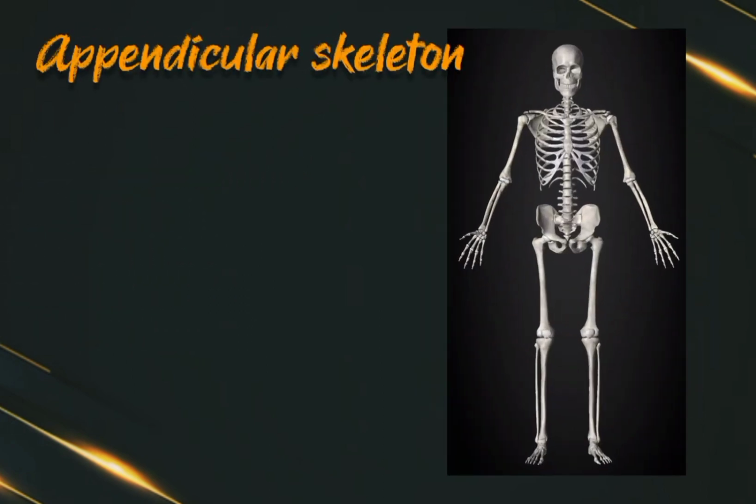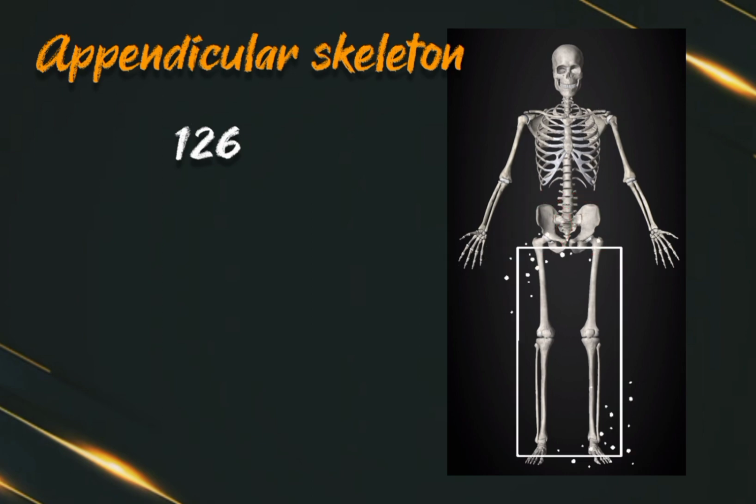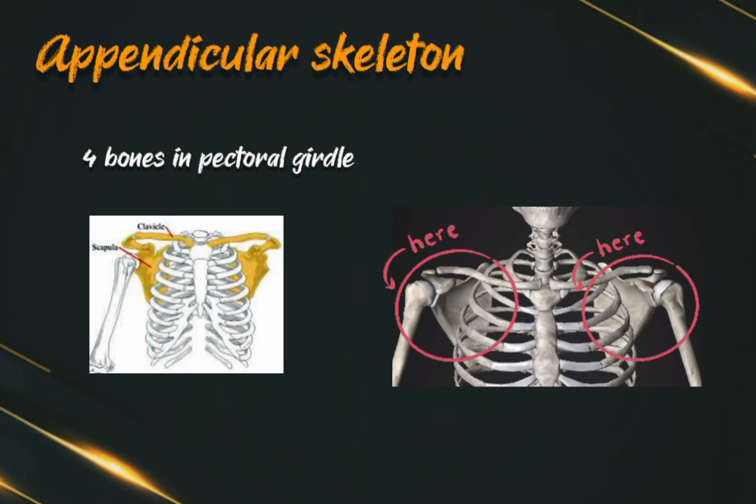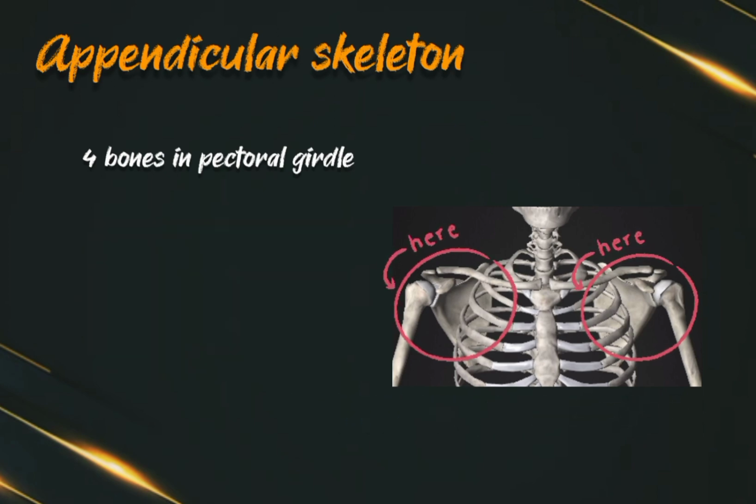Now moving toward the second division, the appendicular skeleton. In the appendicular skeleton there are 126 bones, present in the shoulder girdle, the pelvic girdle, the upper extremities, and the lower extremities. Let's identify where these bones are located. The pectoral girdle makes up part of the appendicular skeleton. In the pectoral girdle there are two bones, the clavicle and the scapula, one set on each side of the body.